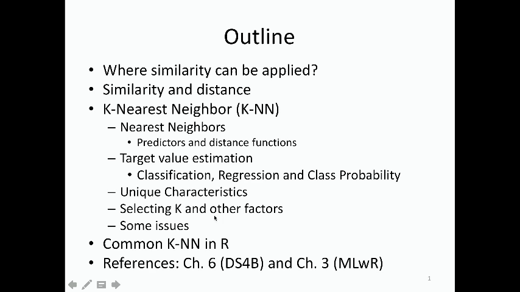What is unique about KNN and some of the parameter selections, such as how many nearest neighbors, that is what K stands for, and some other factors. Lastly, just comment on a couple of commonly known issues with KNN that we should watch out for. And lastly, I will just talk about the KNN function that you will use in R for your assignment, which is different from what is used in chapter 3 of the book.